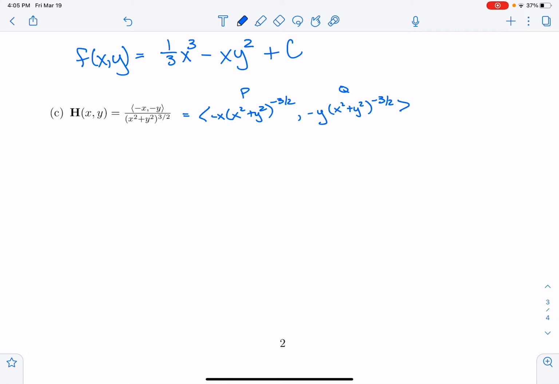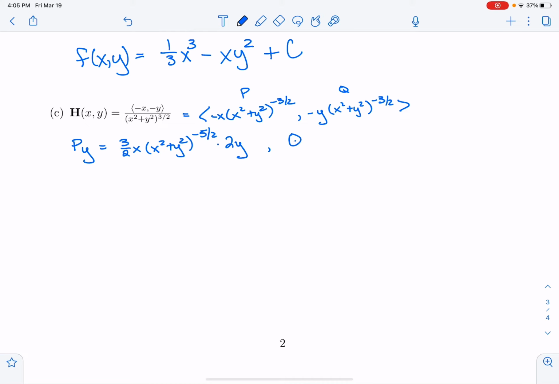So I'm going to take the derivative of p with respect to y. I don't need to use the product rule because x is a constant in this case. So I'm going to get 3/2 x times x squared plus y squared to the negative 5/2. And then I'm now going to take the derivative of the inside with respect to y, which is a 2y.